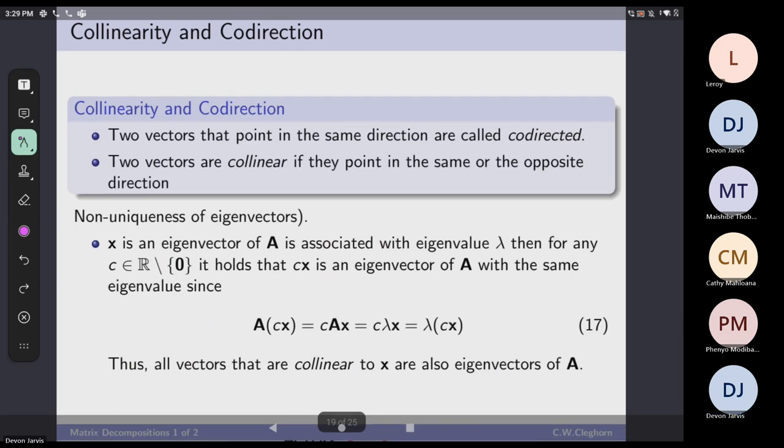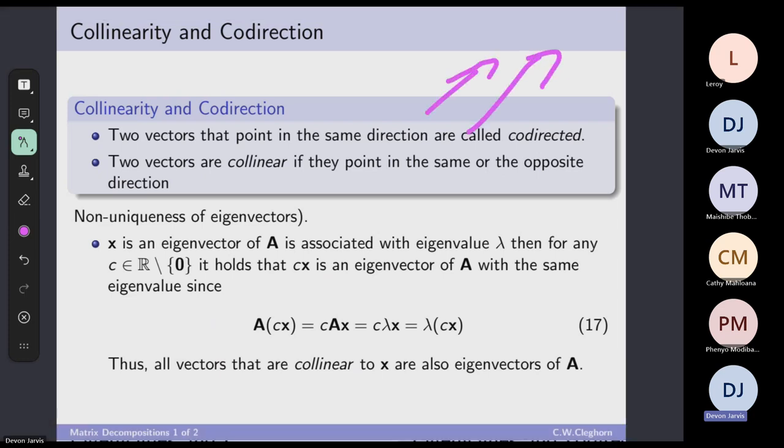Okay. And what I've been talking about at this point, when I say that X is pointing in a direction that A is already going to be stretching along, is essentially an example of what is called collinearity and codirection. Two vectors that point in the same direction are called codirected, so the same direction as in both going that way. And two vectors are collinear if they point in the same or opposite directions, which accommodates the fact that it could also be pointing that way.